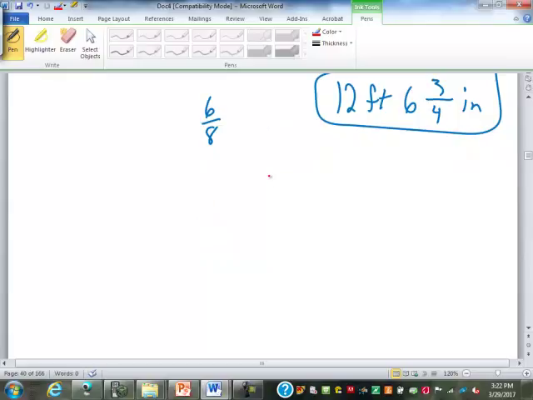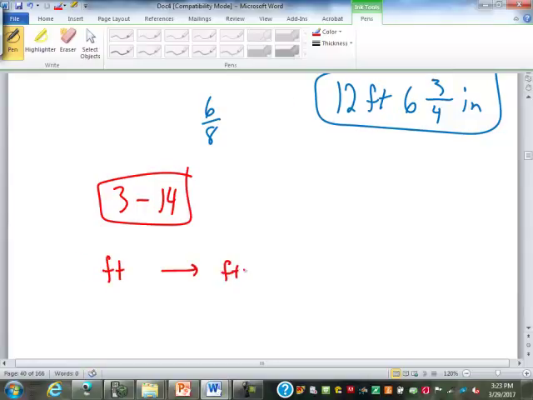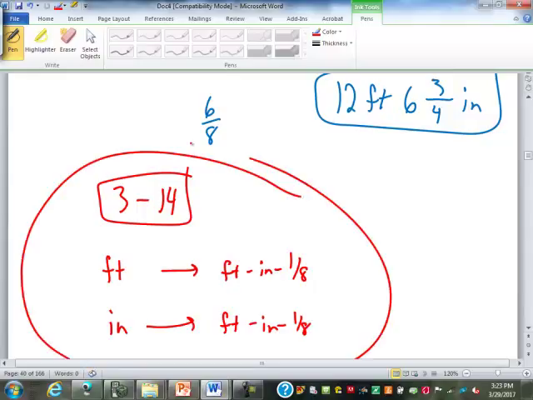Okay, so what I want you guys to do for homework today is on that worksheet that you've been given. On the last page of that, problems 3 through 14 deal with what we just did, converting feet into feet, inches, and eighths, and converting inches into feet, inches, and eighths. So I have you do 3 through 14 on that last page for our next class.